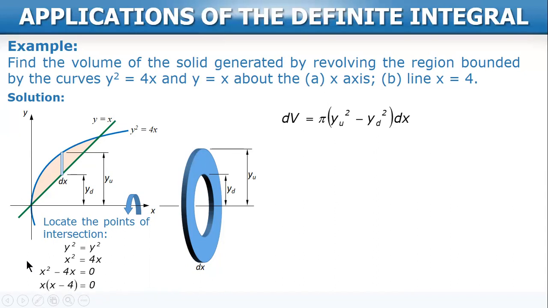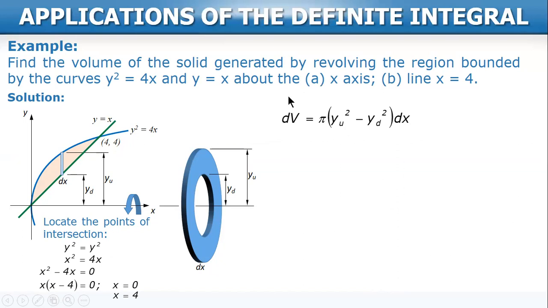Same as in the video about area between curves, as I explained, for a product of two factors to be equal to 0, one of the factors must be equal to 0. So it's either x is equal to 0 or x is equal to 4, because 4 minus 4 is 0. So x equal to 0, and here x equal to 4. So this is 4, 4 because y equal to x. When x is equal to 4, y is equal to 4 also. So this point has coordinates 4 and 4.